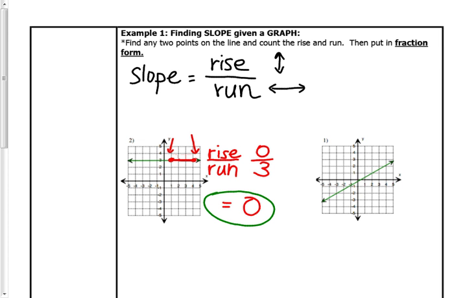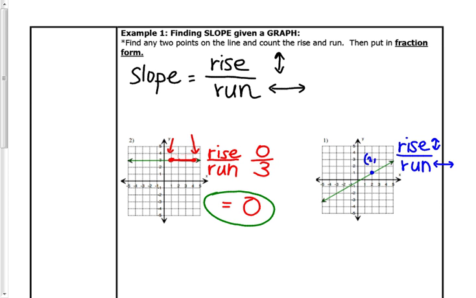Okay, the next one here, number one. What we want to do again, slope is the rise over the run. Rise again is going up and down, run is going left to right. I can pick any 2 points that I want to. I don't want to pick a point like right here, because I can't really tell exactly what coordinate pair that is. I want to make sure I'm picking a point where I can easily see the coordinate pair.